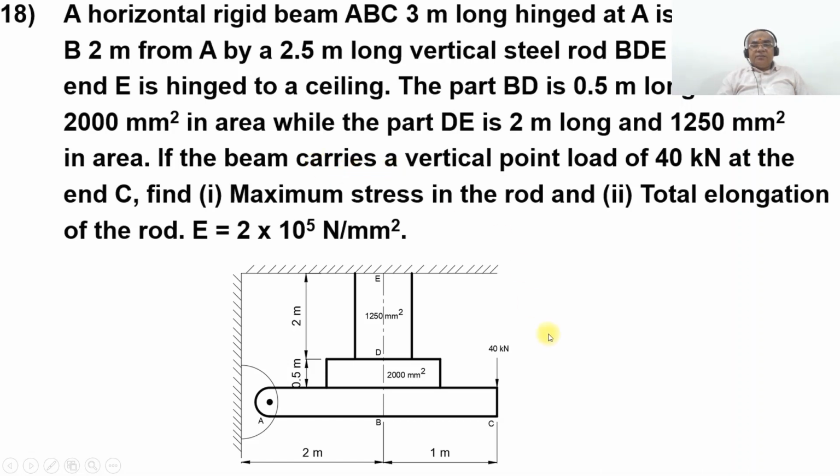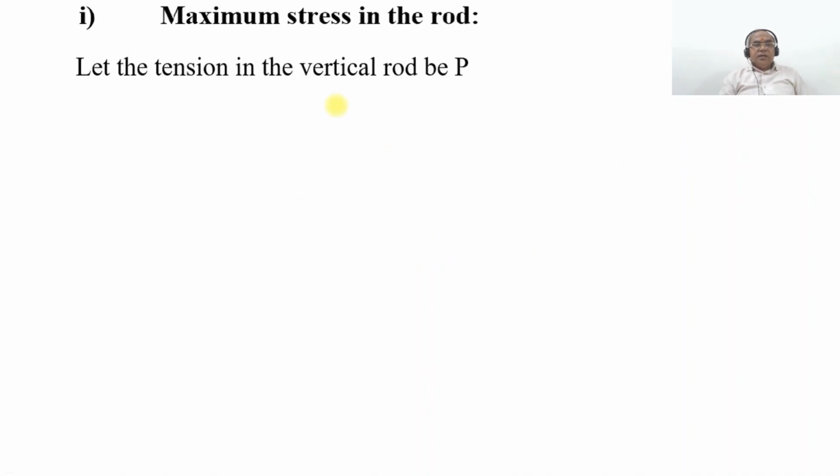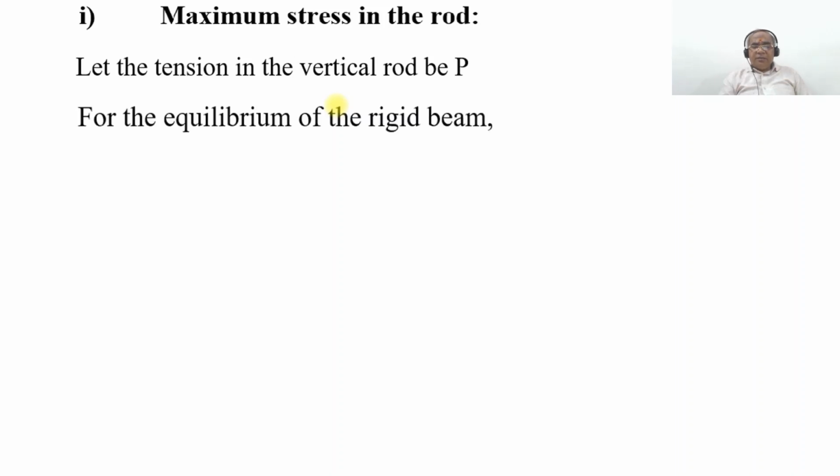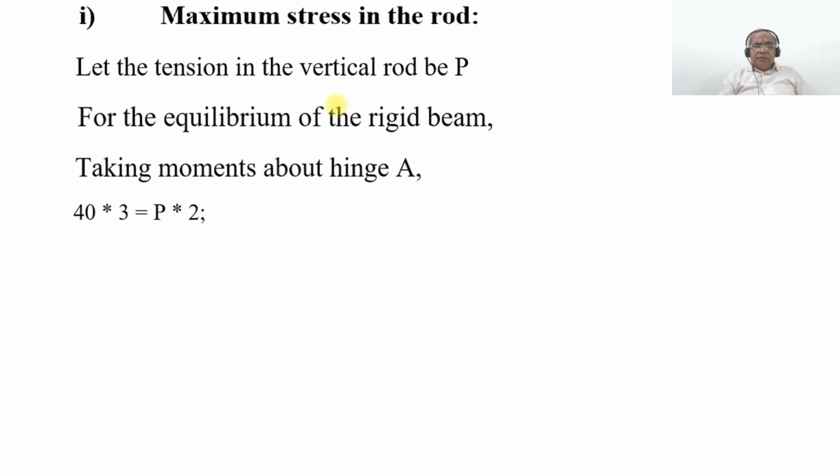If the beam carries a vertical load of 40 kN at the end C, find the maximum stress in the rod and also the total elongation of the rod. So to solve this, let the tension in the vertical rod be P. For the equilibrium of the rigid bar, taking moments about the hinge A, 40 into 3 equals P into 2.